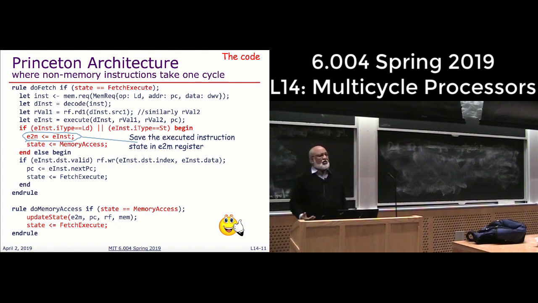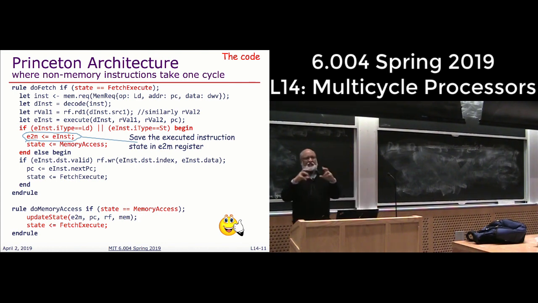Then I'm back to the normal case. Just update the register file and do the rest, right? Then say the next state is not the second cycle, but the same cycle. Go back to the fetch stage again. I hope everybody understands what's happening.